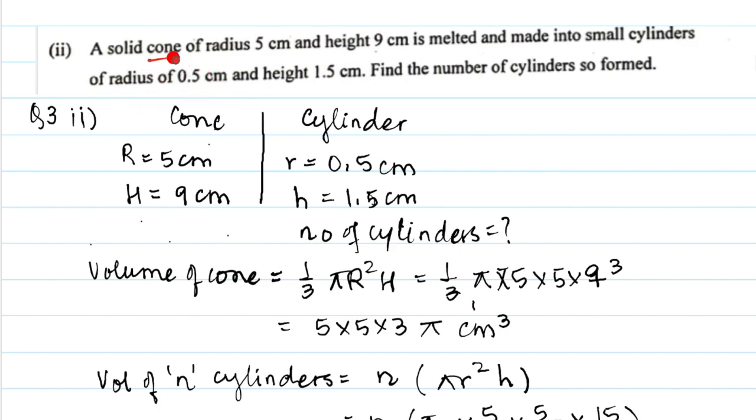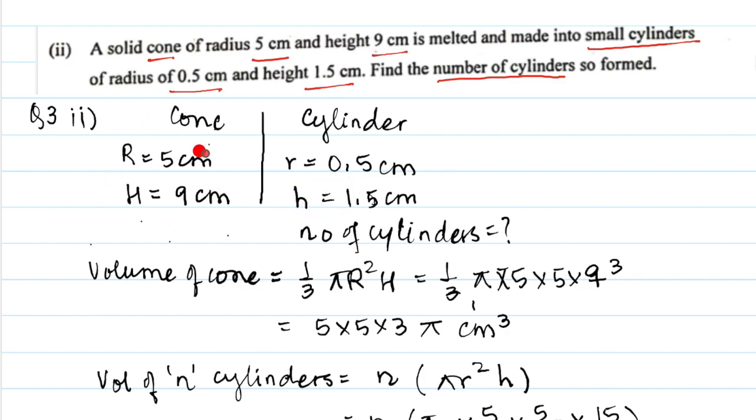A solid cone of radius 5 centimeters, height 9 centimeters is melted and made into small cylinders, radius 0.5 centimeter, height 1.5 centimeter, and find the number of cylinders. Now remember, one solid melts into another. Their volumes are going to be the same. Yes, so we will write the data for cone this way and cylinder this way for clarity of thought.